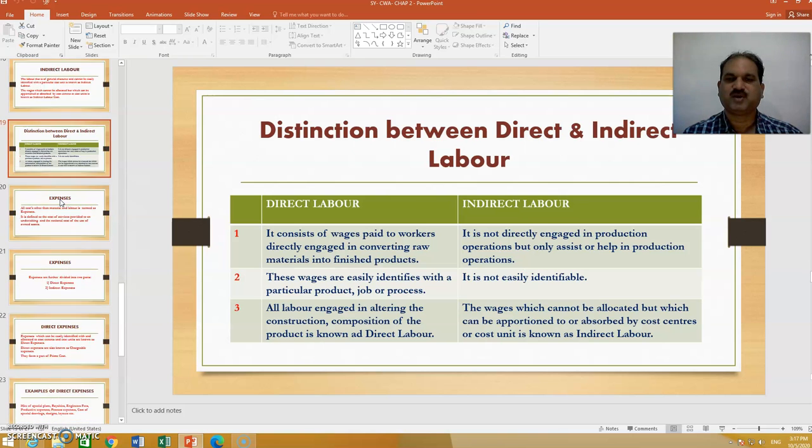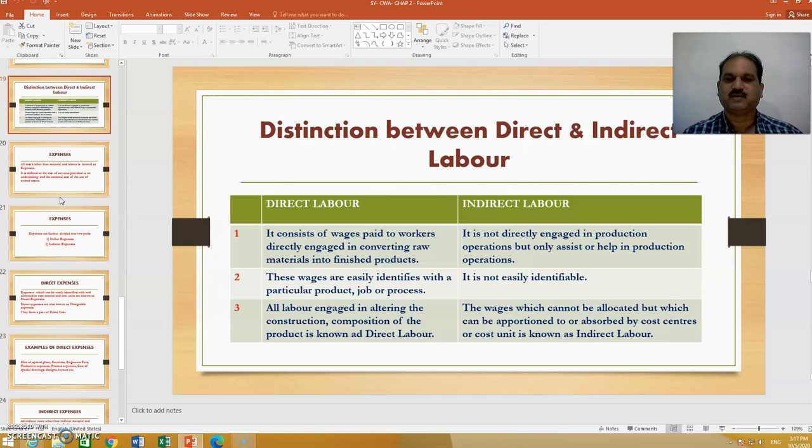Let's see the distinction between direct and indirect labor. Direct labor consists of wages paid to workers directly engaged in converting raw material into finished products, whereas indirect labor is not directly engaged in production operations, but they only assist or help in production operations. Direct labor wages are easily identified with a particular product, job or process, whereas indirect labor is not easily identifiable.